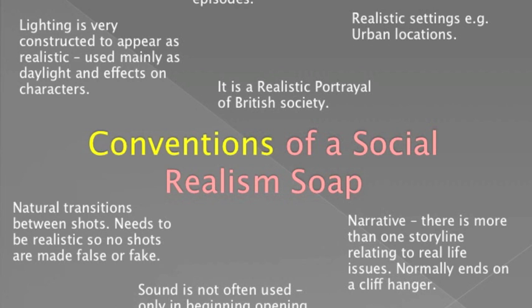A summary of a social realism soap would start with natural transitions between shots. It is made to be realistic, so no unnatural, false or fake shots are used. These soaps are used as a realistic portrayal of British society. Sound is not often used, only in the beginning opening title card normally, or diegetic sound, for example, a radio being played. Narratives are used as there is more than one storyline relating to realised issues. Normally, an episode ends on a cliffhanger. Characters often influence the plots over continuous episodes. Lighting is very constructed to appear realistic. It is used mainly as daylight and effects on characters.